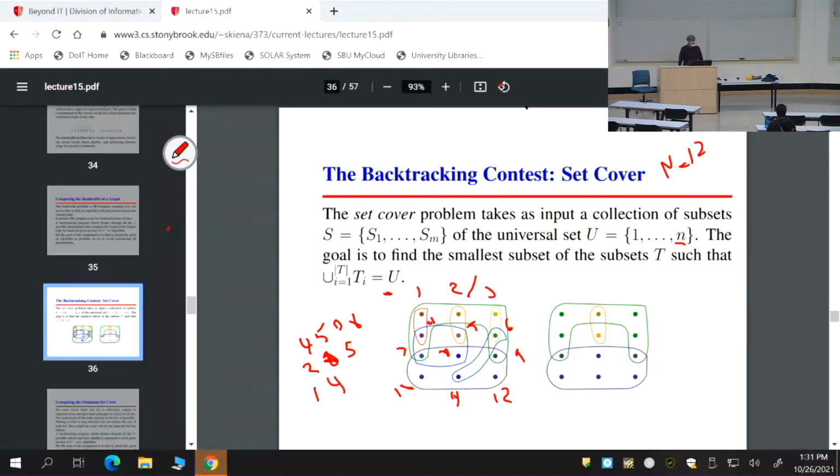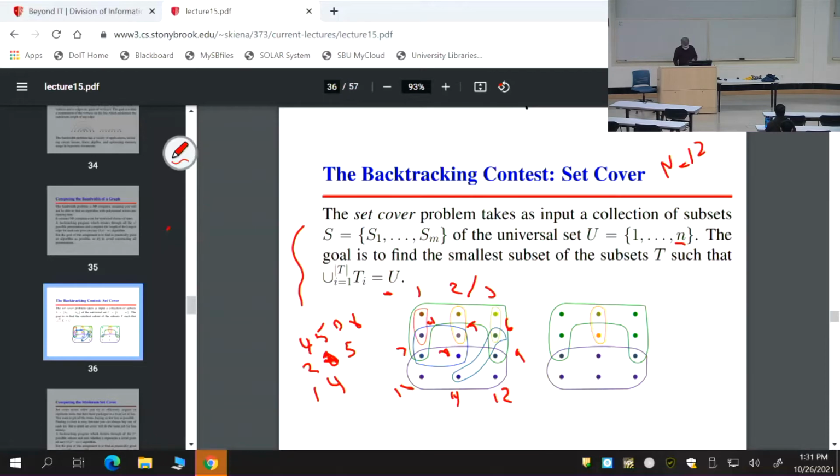You get the idea. The goal is, given this list of subsets, to find the smallest number of subsets that cover all the elements. Here, 3 subsets have the property that they cover all the elements. Your goal is to find the fewest subsets you need from the input to cover all the elements. Any questions about what the set cover problem is?